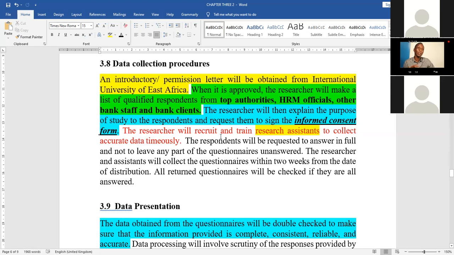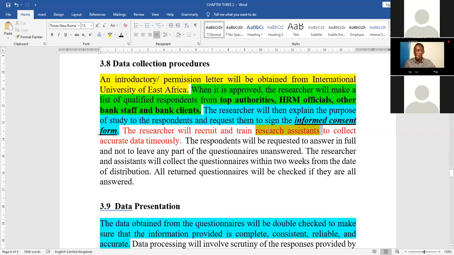Why? Because sometimes you can have a large sample size. If you're supposed to give out questionnaires to, let's say, 300 people, it might take you even a whole week. But when you are 3 or 4 people, you can distribute questionnaires faster, and you finish in a very few days and you go away. That's why you need what you call research assistants.